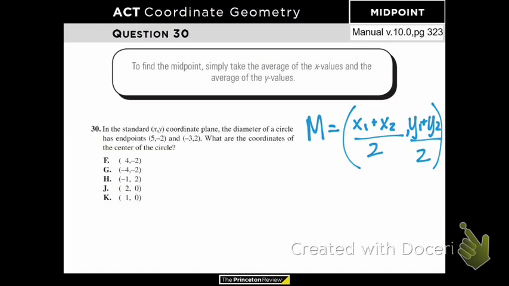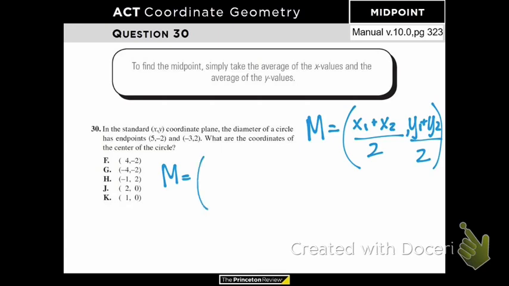So, number 30: in the standard xy coordinate plane, the diameter of a circle has endpoints at 5, -2 and -3, 2. What are the coordinates of the center of the circle? This is really just a midpoint problem. Remember, the diameter of the circle is the distance all the way across, cutting through the middle. And so you know that the center of the circle would have to be the midpoint of those 2 points. So we're going to use our formula here to solve this problem.